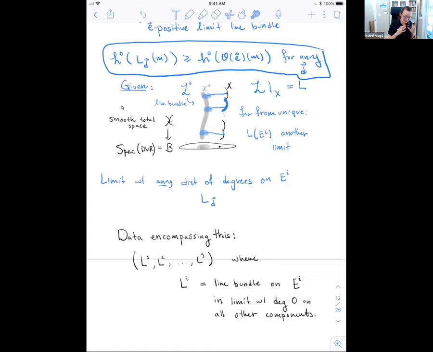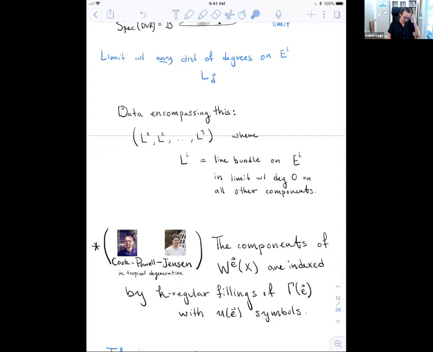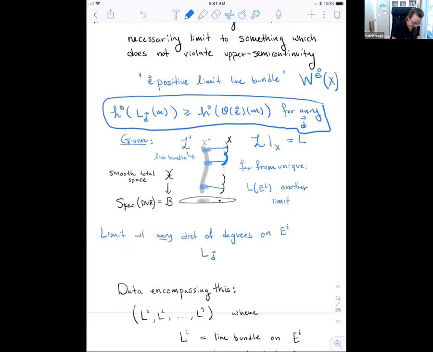Okay, so that's some hypothetical data on the central fiber. And furthermore, this data has a lot of structure. This was worked out by Kaelin Cook-Powell and Dave Jensen in a recent paper in a further tropical degeneration of the one that we have here. And we give an independent classical proof in our degeneration. So the locus of E-positive line bundles, I'm going to denote it W^E(X), and it has a scheme structure.